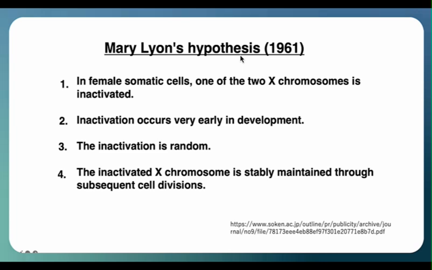Mary Lyon's hypothesis. In 1961, Mary Lyon proposed a hypothesis regarding the Barr body, as illustrated in the diagram. This hypothesis was later confirmed to be correct through molecular biological research. First, in female somatic cells, one of the 2 X chromosomes is inactivated. Second, inactivation occurs very early in development. Third, the inactivation is random. Fourth, the inactivated X chromosome is stably maintained through subsequent cell divisions.